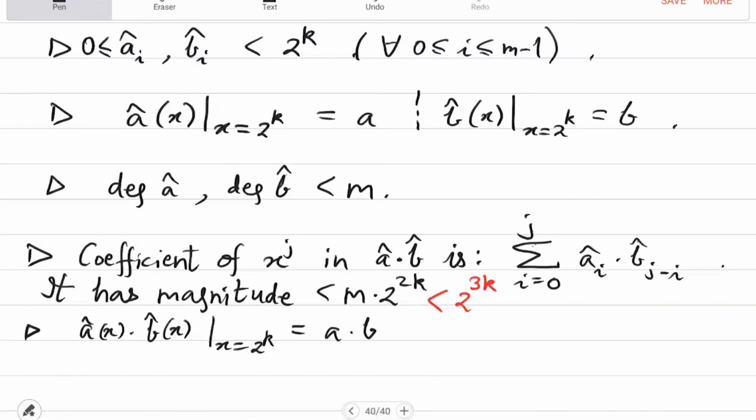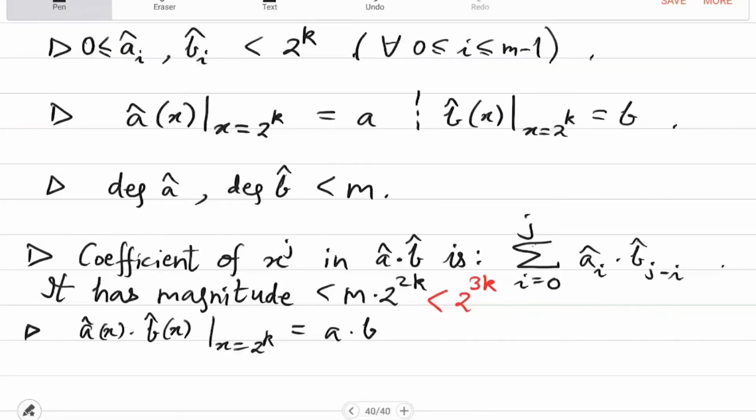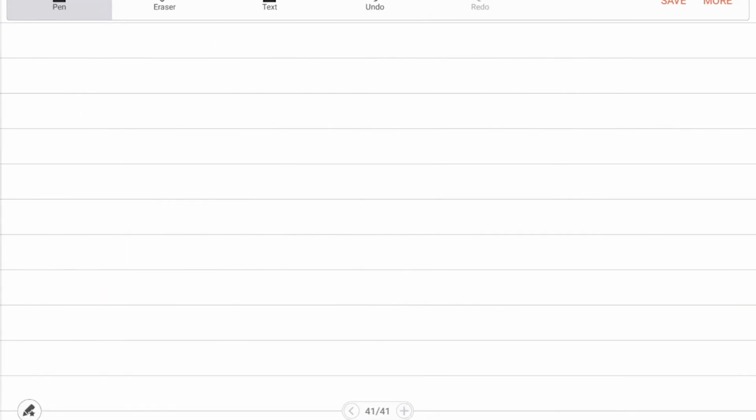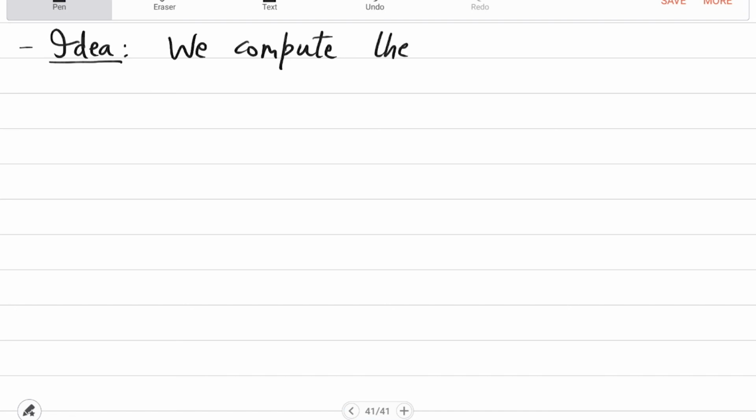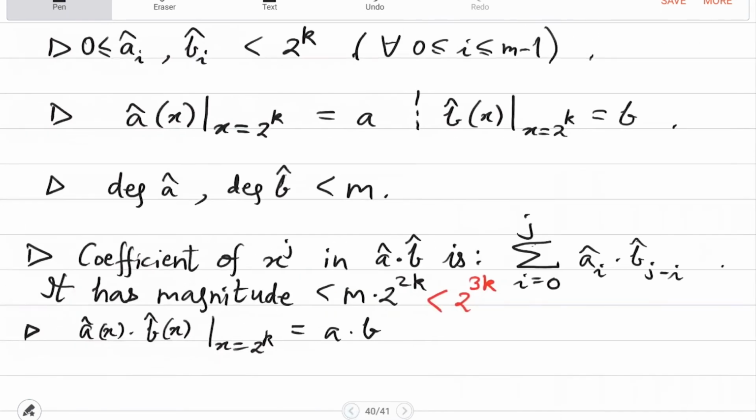So what we will do is we'll actually go modulo 2 raised to 3k plus 1, because that gives us a 2k-th primitive root of unity. So let me write that idea down. That's a diversion from fast polynomial multiplication. I'll tell you why we need this. Maybe we should discuss that first.